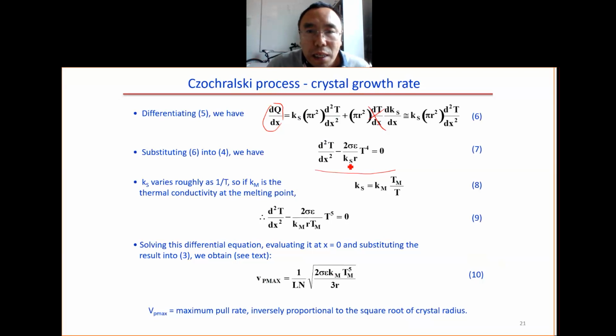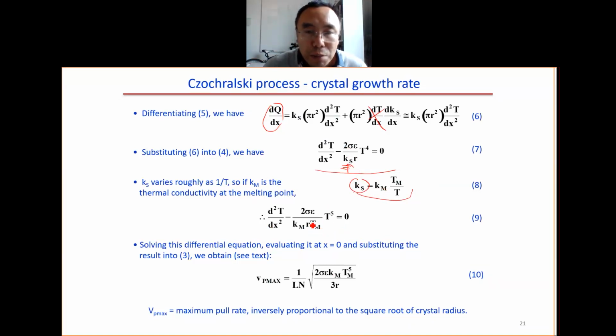So now we have another term, the Ks. This term varies roughly at 1 over T. Thermal conductivity varies at 1 over T. So if the Km is the thermal conductivity at the melting point, then Ks equal to this term. Then we put this Ks into here, so we get this equation. But this equation is not obvious how to solve it.